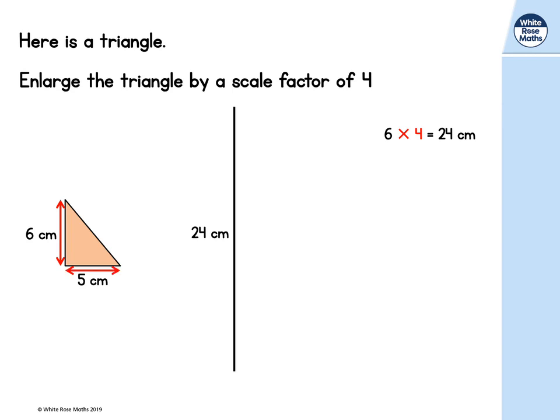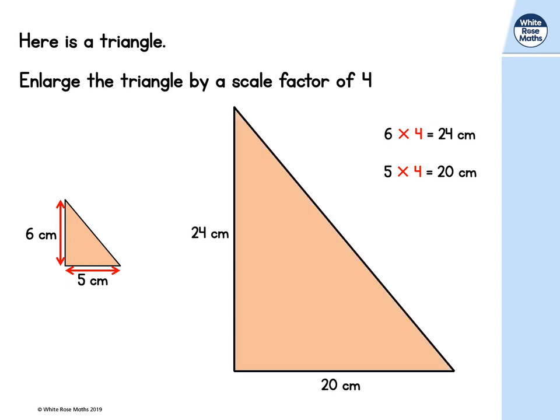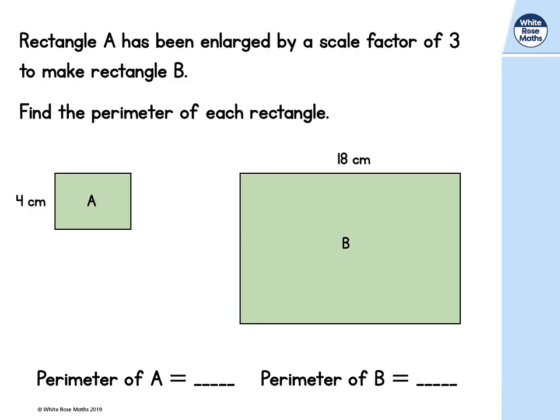The bottom side length is currently 5, so let's increase that by a scale factor of 4. And 5 times 4 is 20 centimeters, so the new length is 20 centimeters. And now we can draw the triangle. Rectangle A has been enlarged by a scale factor of 3 to make rectangle B. Find the perimeter of each rectangle.